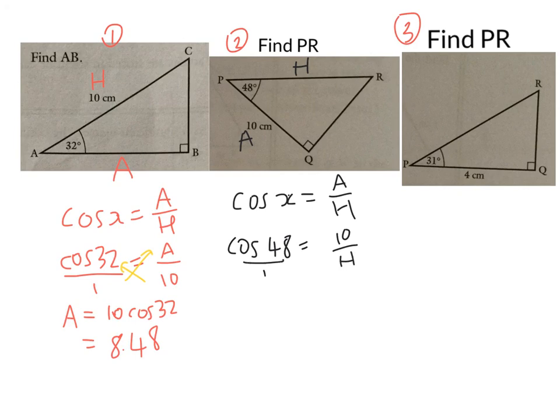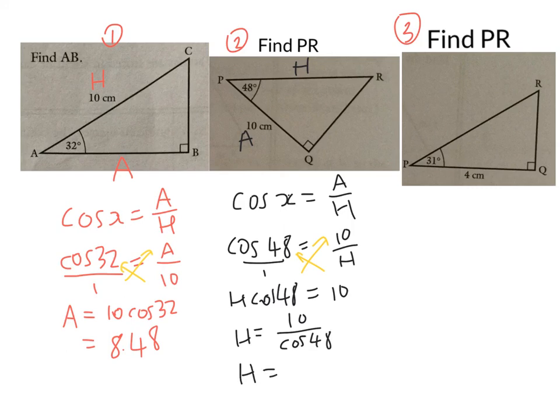Put a fraction equal to a fraction, cross multiply, and you get that H cos 48, sorry for that writing, equals 10, and then we divide both sides by cos 48 to get 10 divided by cos 48 for the hypotenuse. That gives you 14.9 to 3 significant figures.